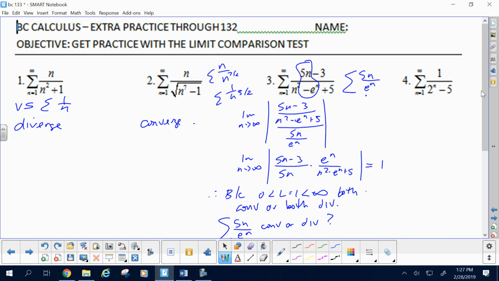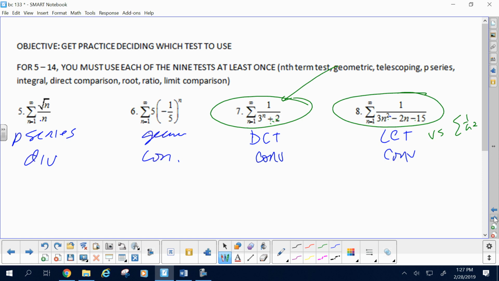Are we good? What about 4? I assume you compared to 1 over 2 to the n, which converges by geometric ideas? Okay. 5, I went p series on that one, and it diverged because p is a half, which is less than or equal to 1. 6, I went geometric. The absolute value of the common ratio is 1/5, which is less than 1. 7 and 8. Now that one, you had to do a little bit of strategy. They both scream comparison test, right?